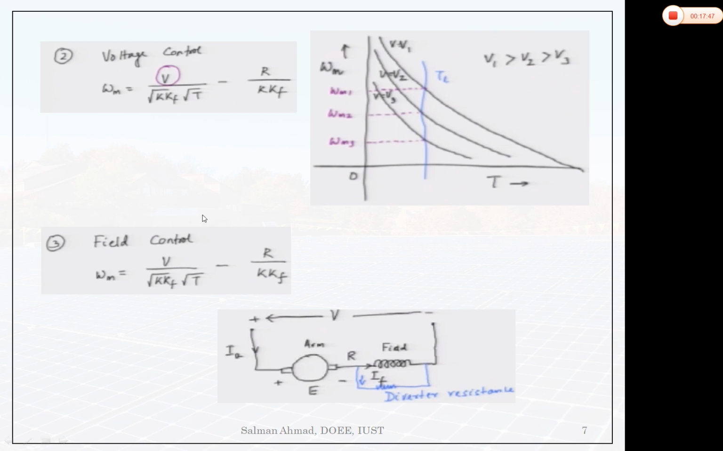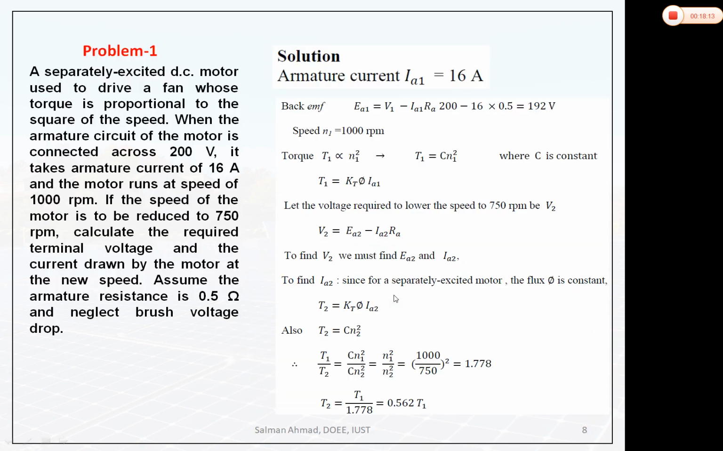Now the third method is the field control method. By changing Kf, in the field control method we actually have one diverter resistance. The current that is coming to the field is diverted based on the resistance value. That means the current through the field can be controlled, or the flux in this circuit will get controlled.